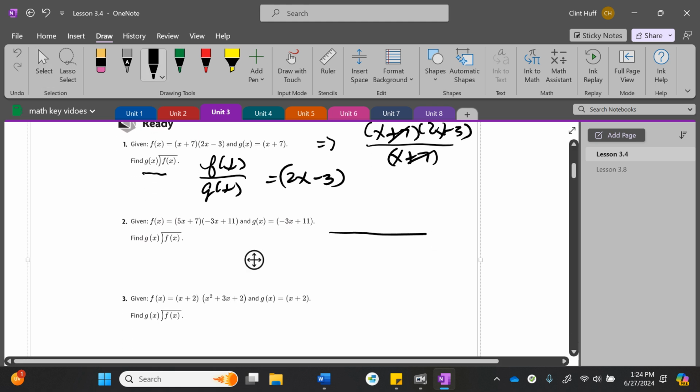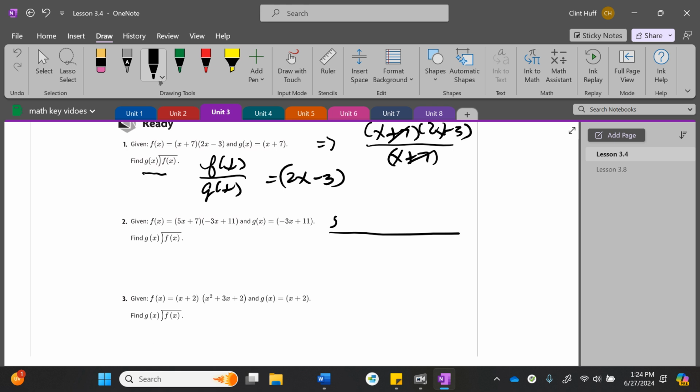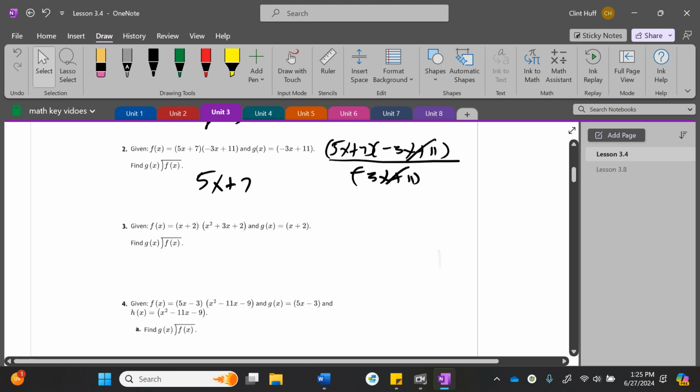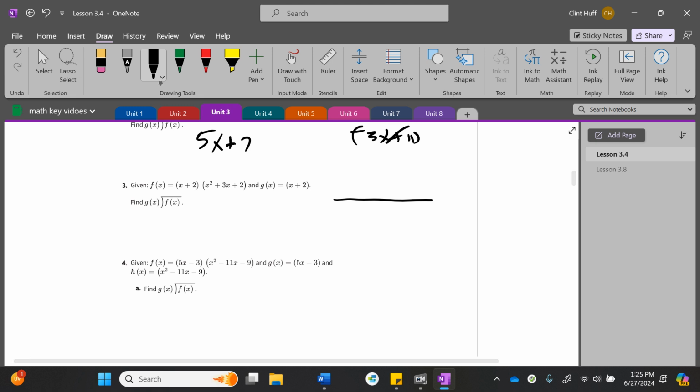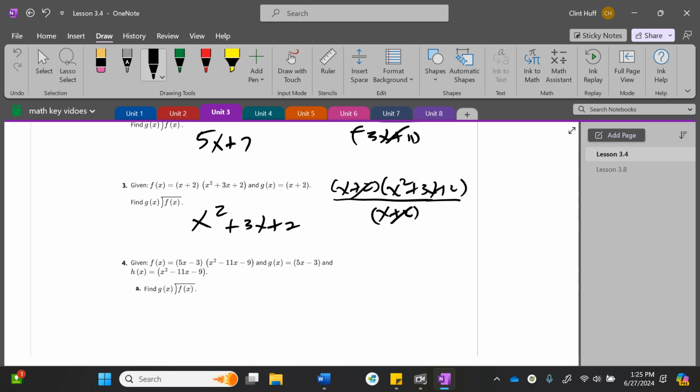So the next one is going to take pretty much the same form. My numerator is f at x, 5x plus 7 times negative 3x plus 11, and my divisor is negative 3x plus 11. These cancel out, so my quotient is 5x plus 7. Number 3, my numerator should be f at x, which is x plus 2 times x squared plus 3x plus 2. My divisor is g at x, which is x plus 2. See you later, x plus 2. My quotient, x squared plus 3x plus 2.